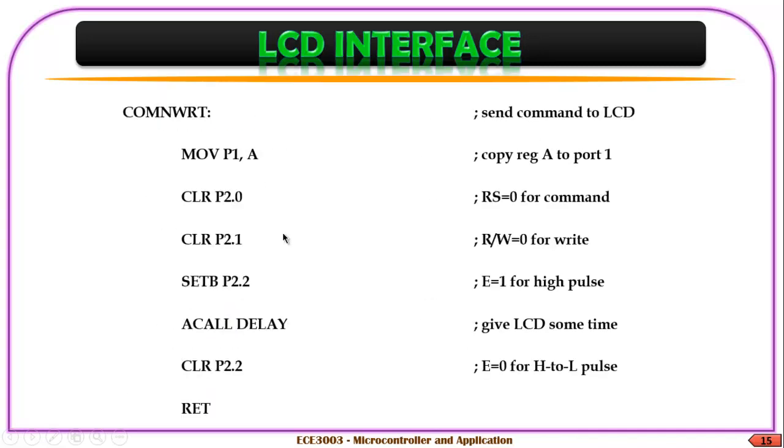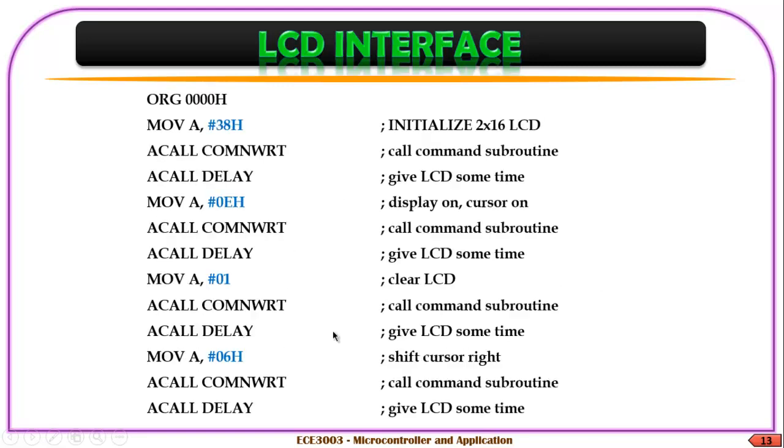So the same function what we have seen, it will pass the value whatever you are trying to have on A to the P1. And we are indicating what value I'm passing to port 1. It's not data, it's a command using the set of instructions given here. By making RS equal to 0, RW equal to 0, and E equal to 1, and then calling the delay, and then making E equal to 0, we are sending the command to the LCD to make the LCD on and cursor on, cursor blinking.